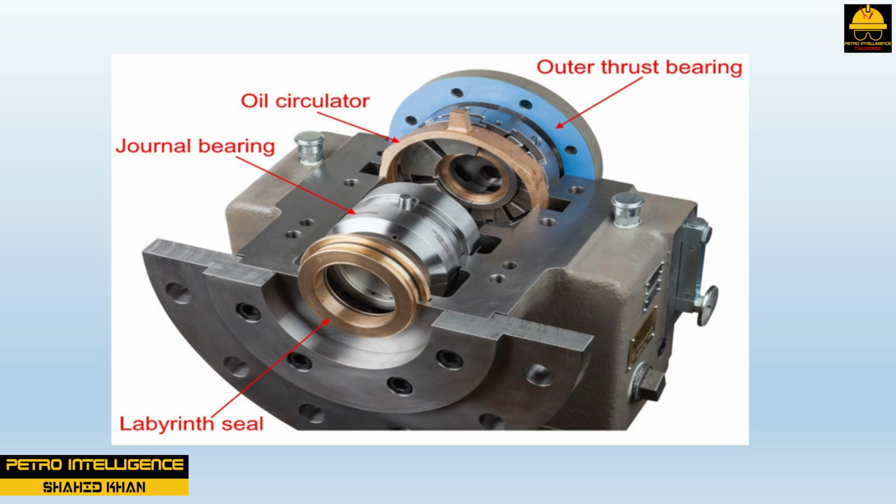Thrust or axial bearings are designed to control axial, or back and forth, movement along the shaft and to hold the rotor in correct alignment with stationary parts. Thrust bearings are located outside the steam chest next to the shaft seals.